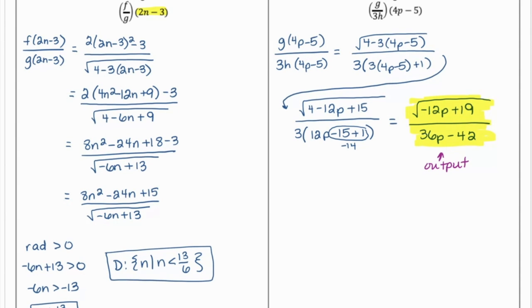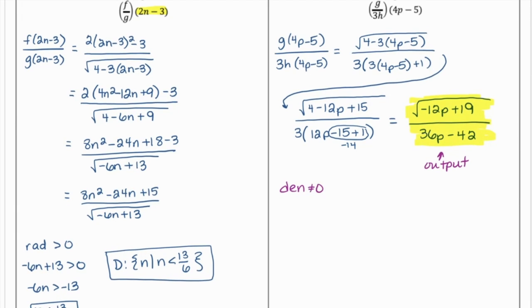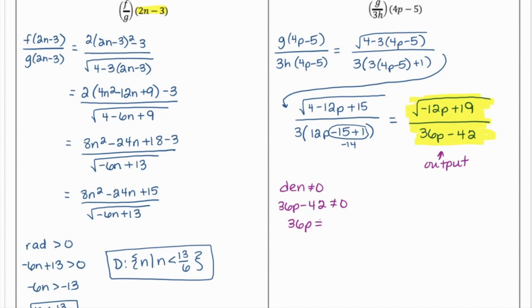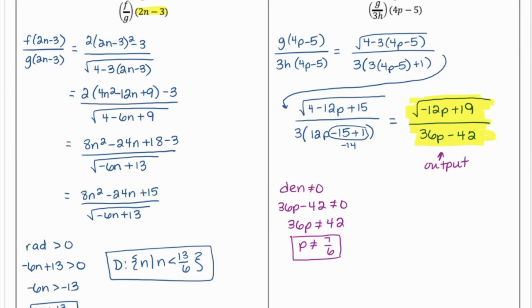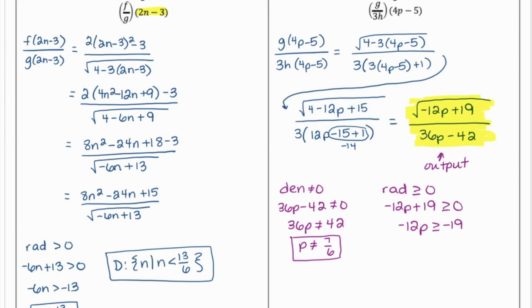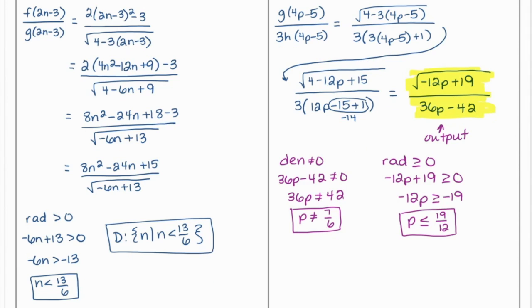So in this case, this is a combo case. I am going to start off with my denominator not equal to 0. So my denominator cannot equal 7/6. For my radical piece, since it's in the numerator, that means that the radical can be greater than or equal to 0. So my radical piece can be p less than or equal to 19/12. Again, I am not showing all my steps, but I am dividing by a negative number and I have an inequality. You must remember to switch that inequality.